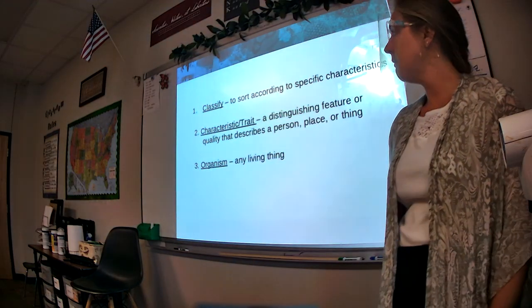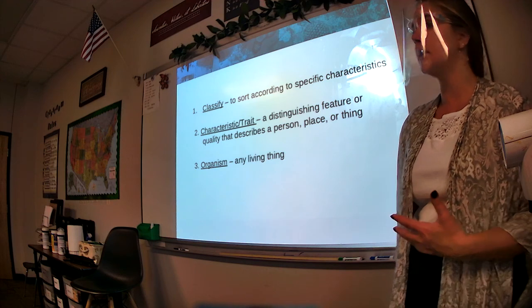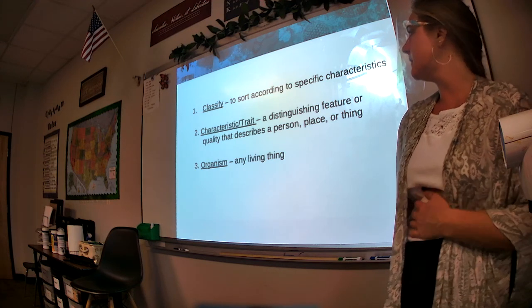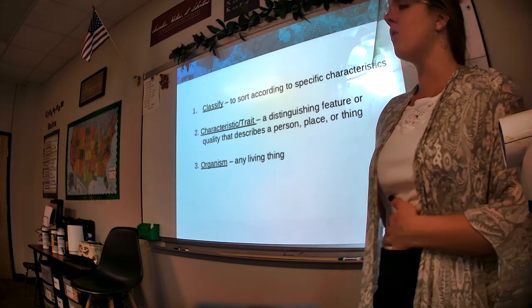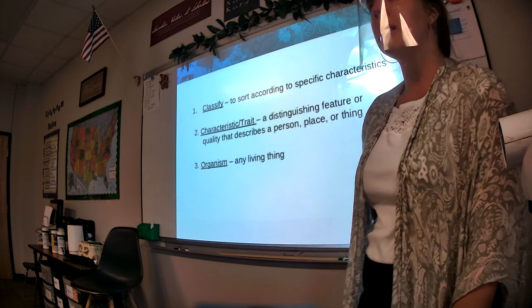Okay? Then we talked about these 3 vocab words. Classify meaning to sort according to characteristics. Characteristics being a distinguishing feature or quality that describes a person, place, or thing. And then an organism being any living thing.